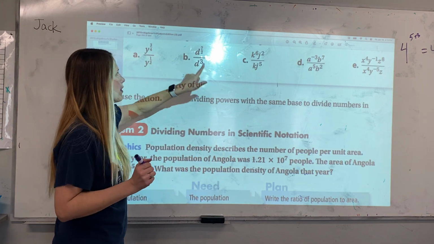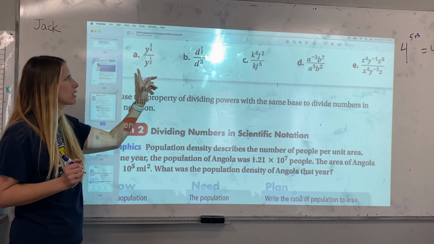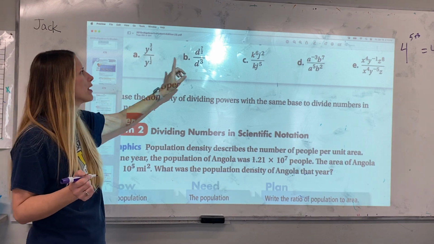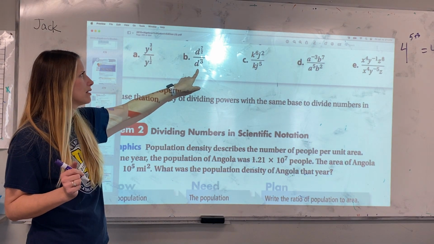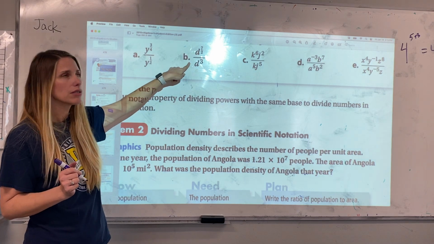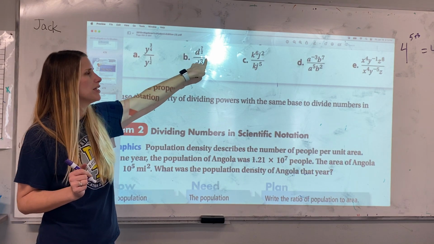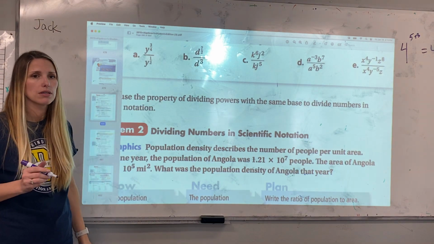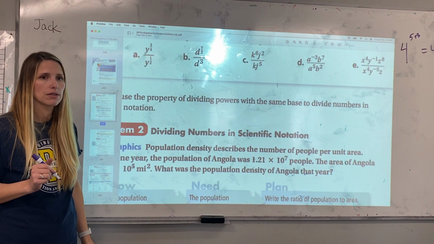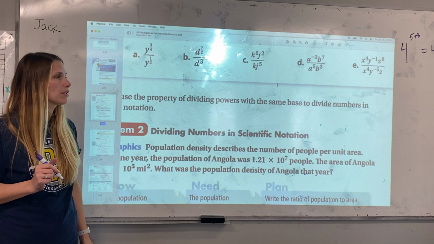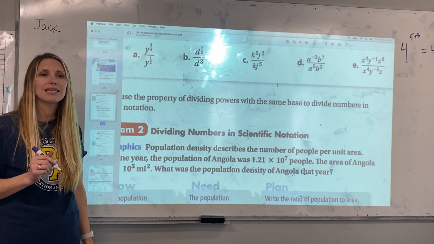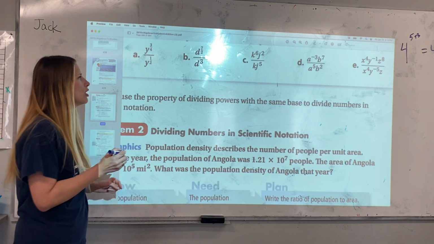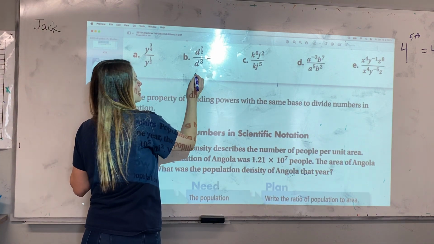I'm gonna start with B, okay? We just did basically the exact same problem, except it said X instead of Y. So for B, same base, division, what's the rule? Just tell me what the rule is. Subtract. Subtract your exponents.